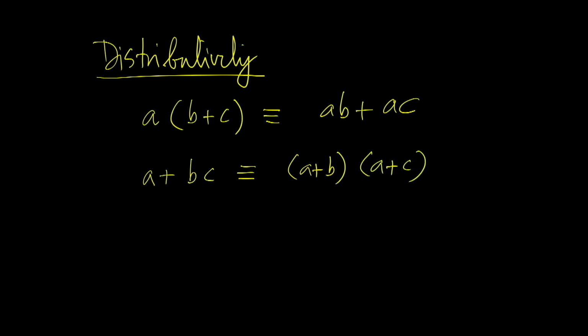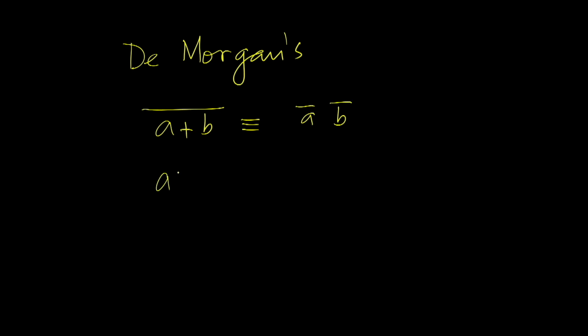A or (B and C) is (A or B) and (A or C), which means OR distributes over AND, the way addition doesn't distribute over multiplication in arithmetic. Then of course we have the familiar De Morgan's laws, which say that the complement of (A or B) is the complement of A and the complement of B. Similarly, the complement of AB is the complement of A or the complement of B.